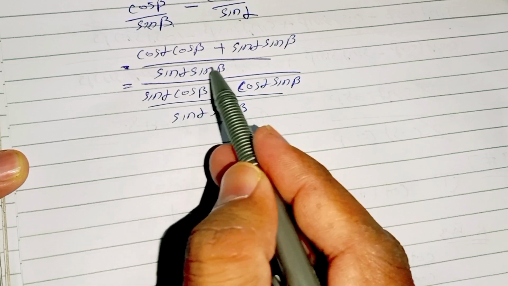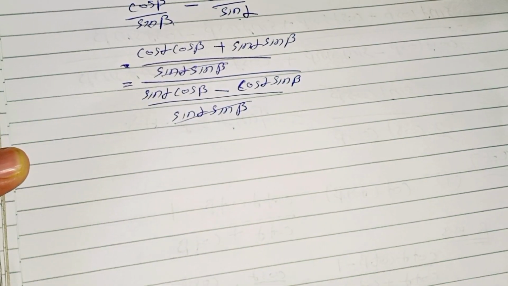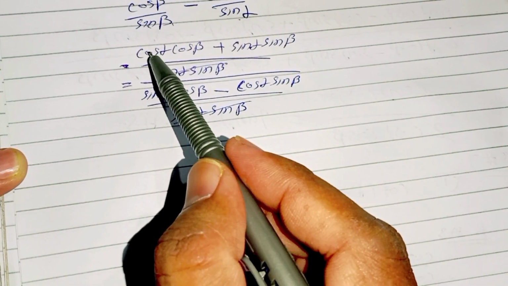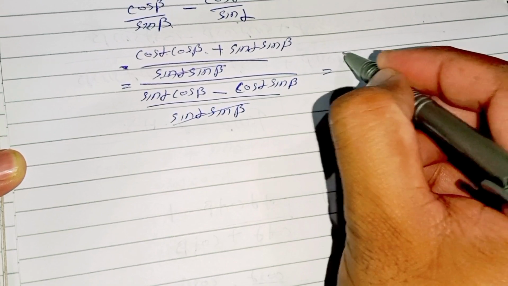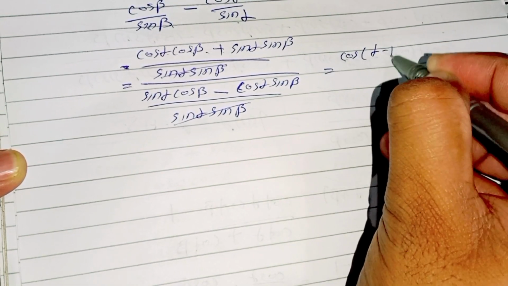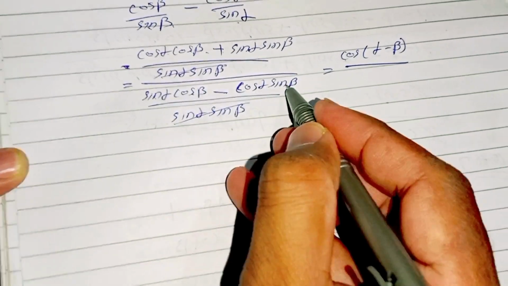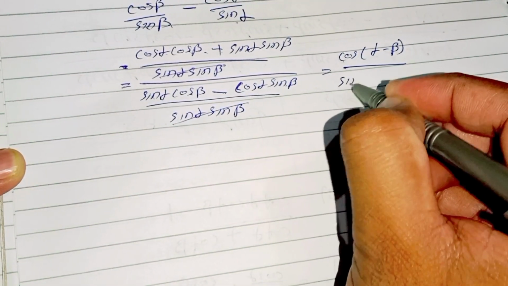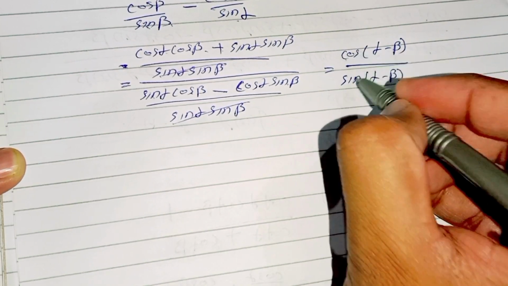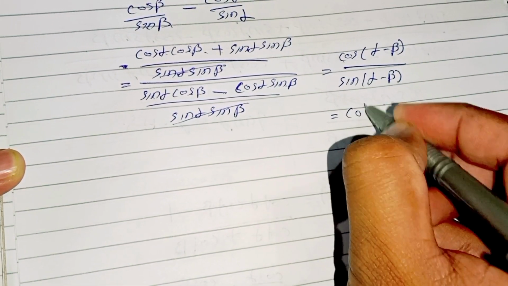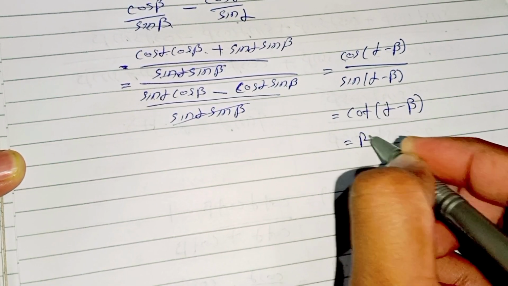In the numerator, sin alpha sin beta is cancelled by sin alpha sin beta, and we have the formula cos alpha cos beta plus sin alpha sin beta is equal to cos of alpha minus beta, and in the denominator sin alpha cos beta minus cos alpha sin beta is equal to sin of alpha minus beta. The angle is the same, so cos over sin is equal to cot of alpha minus beta, which is the required left hand side.